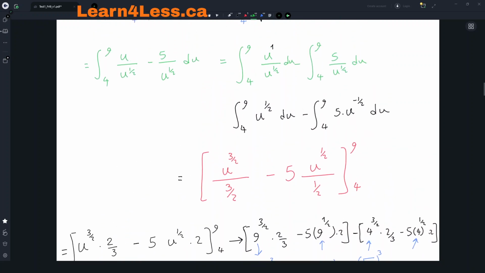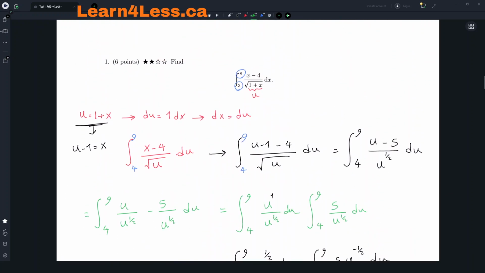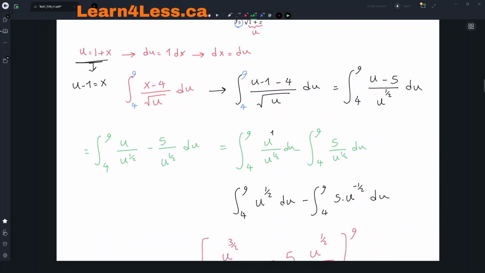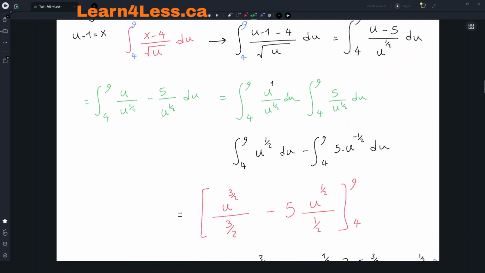So we did that by applying the u substitution for what we have under the square root, and then splitting this fraction into two parts with the same denominator, and after that just simple power rule.